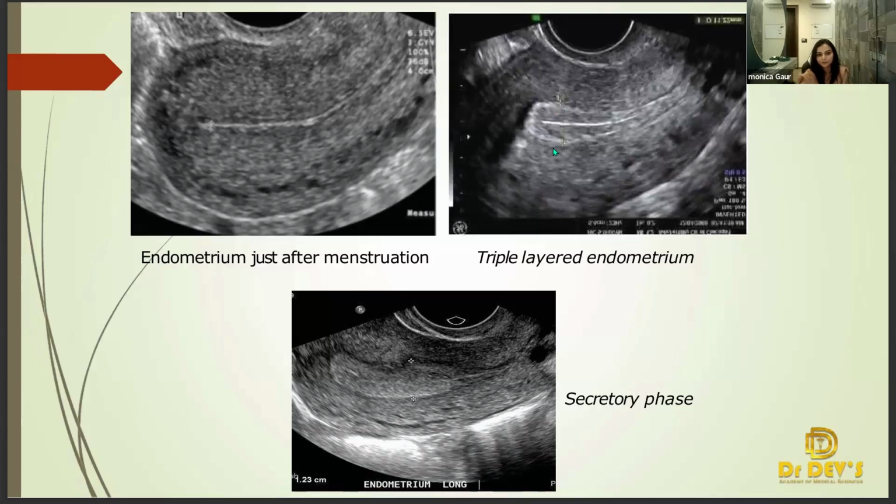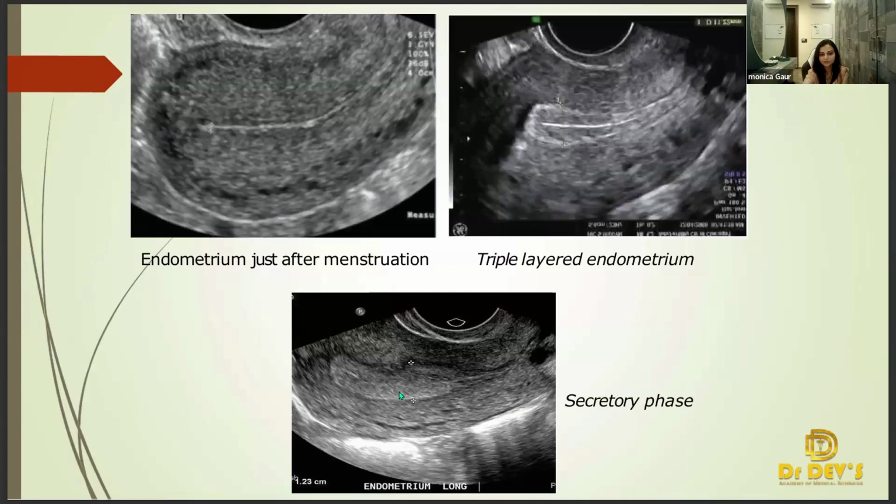Triple layered endometrium. Just after the menstruation, since we have shed off all the endometrial lining and are left only with the cavity, that is the reason the endometrium appears to be thinnest after the menstruation. This is triple layered endometrium. This is found in the peri-ovulatory phase, when there are chances of ovulation.